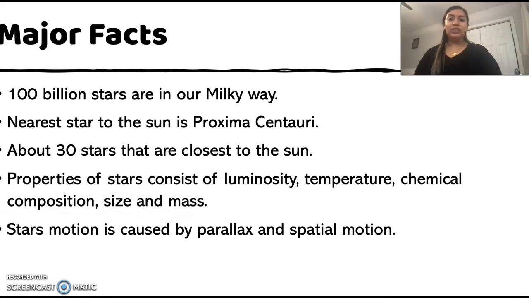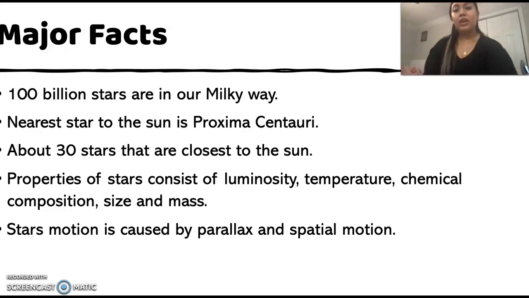The major factors that interested me first from this lecture were that there are 100 billion stars in our Milky Way. Out of those 100 billion stars, they are spread throughout a volume of space nearly 100,000 light years across. The nearest star to the sun is Proxima Centauri, which is a member of the three-star system Alpha Centauri complex. There are about 30 stars closest to the sun. Out of those 30 stars, there are Sirius, Barnard's Star, Alpha Centauri, and so on.